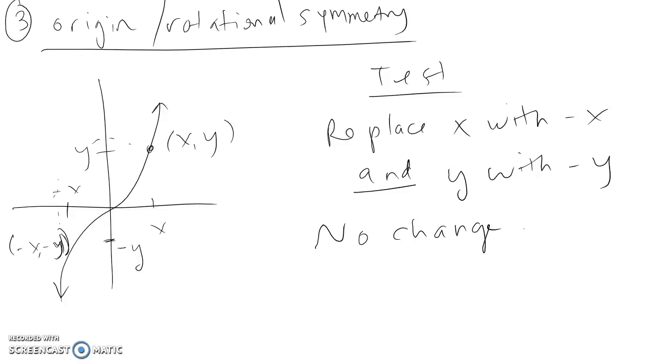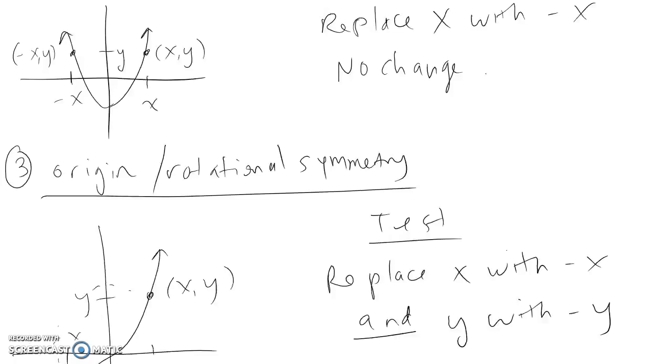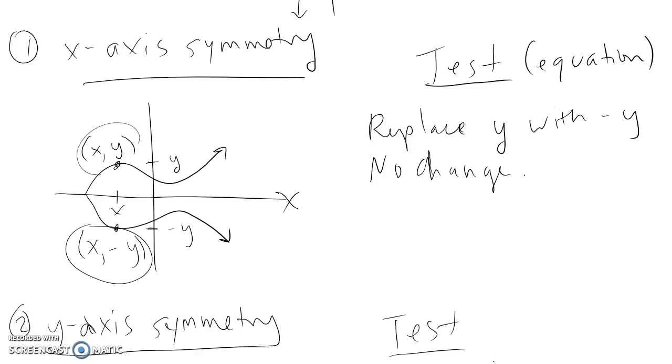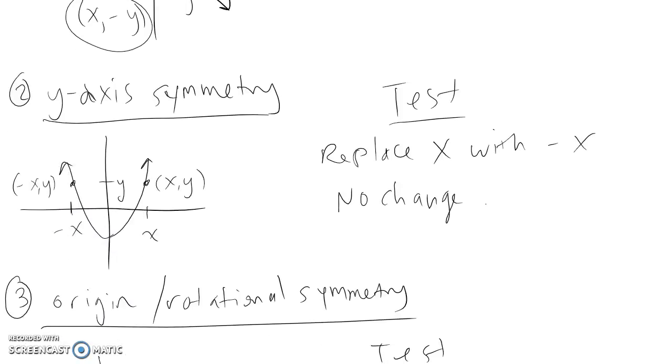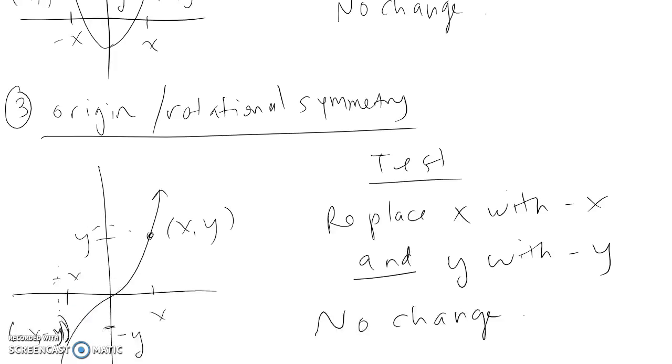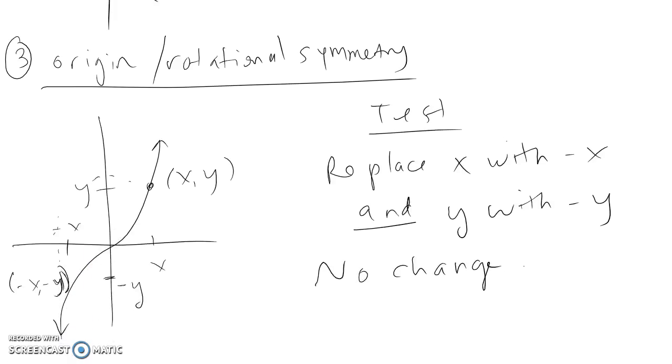Why do we care about symmetry? Well, symmetry can help us graph. If we have an equation with x-axis symmetry, we can find many points on one side of the x-axis, and we'll know that there are corresponding points on the other side of the x-axis. Similarly, for y-axis symmetry, if we find points on one side of the y-axis, that tells us that there are corresponding points on the other side. And for rotational symmetry, if we find some points in one quadrant, we know that in the quadrant diagonal from that, we are going to have corresponding points. So it can really help us with the graph of an equation.